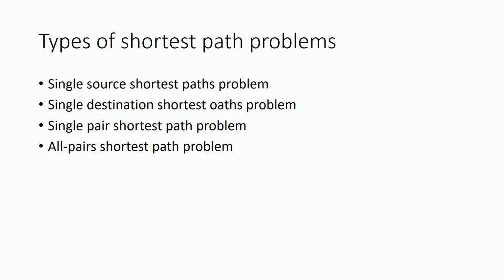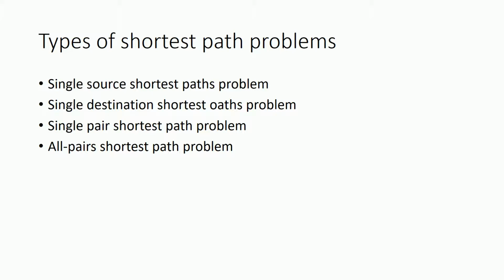Now, by reversing the direction of each edge in the graph, we can reduce this problem to the single source shortest path problem. In the single pair shortest path problem, we are finding the shortest path between two given vertices. This problem is a sub-problem of the single source shortest path problem. Therefore, it has the same worst case running time as the single source shortest path problem. In the all-pairs shortest path problem, we are going to find the shortest path between each pair of vertices in a graph.